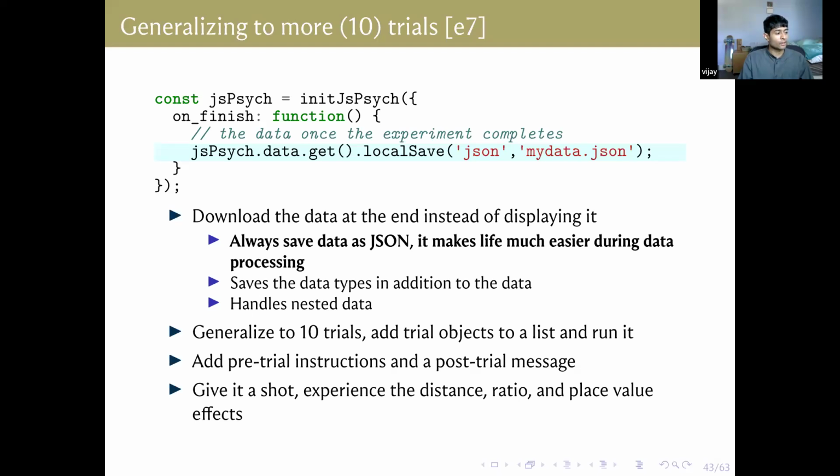Yeah, we generalize it to 10 trials. So I generate 10 trials by using random numbers, add it to a list of trial objects instead of just a single trial object. And then I tell jsPsych to run that list of trial objects. So if you look at example E7 and look at the file, you'll see how I accomplished this, but it's not that much more code. I added some pre-trial instructions and a post-trial message. And yeah, you can give it a shot right now.